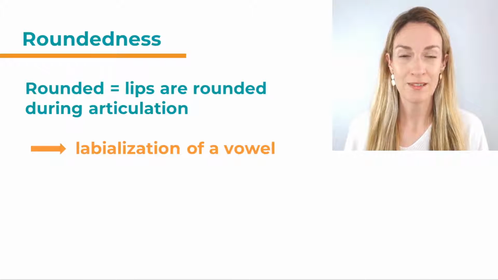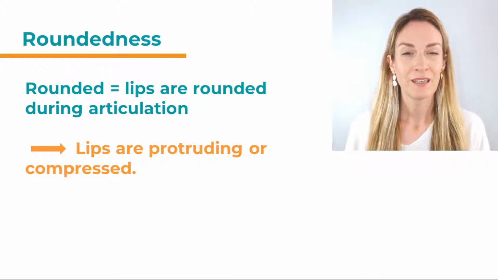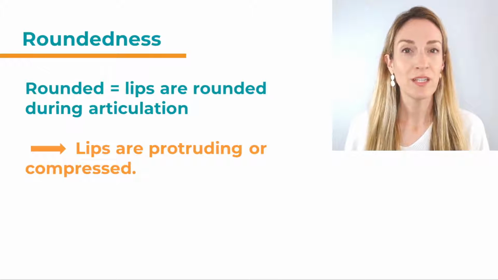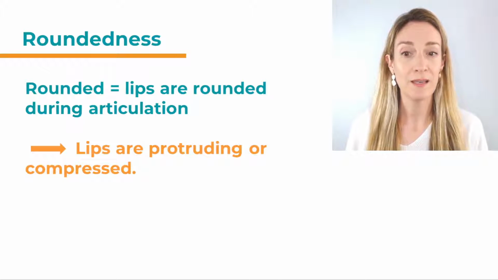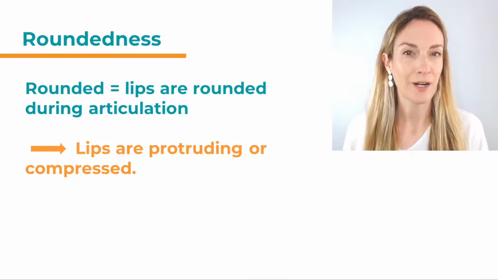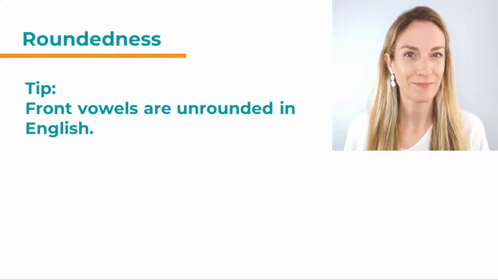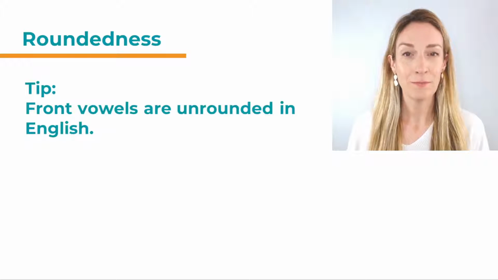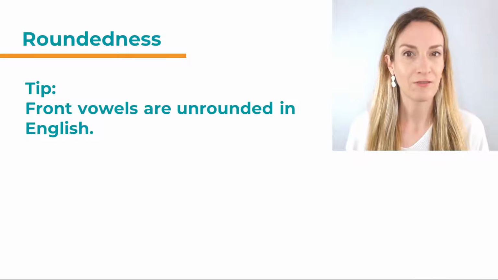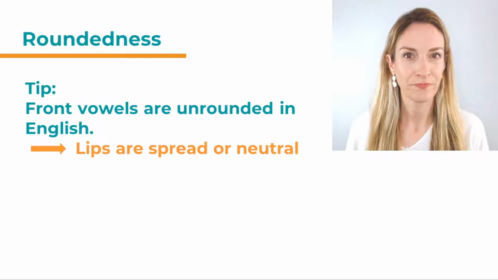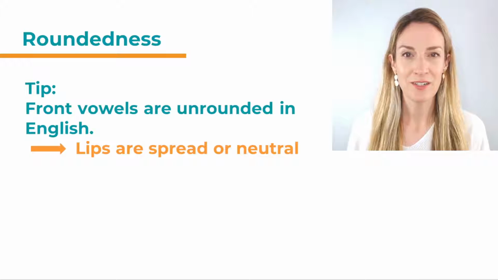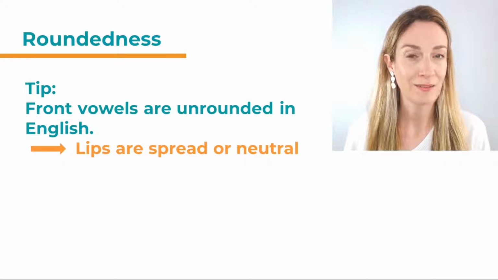Not all vowel sounds are rounded. When the vowel sounds are rounded, you can recognize this because the lips are protruding or they are compressed. You will see some more examples in a moment. As a general tip, you can remember that front vowel sounds in English are unrounded. Now, in this position, the lips are usually spread or just simply neutral, but not round.